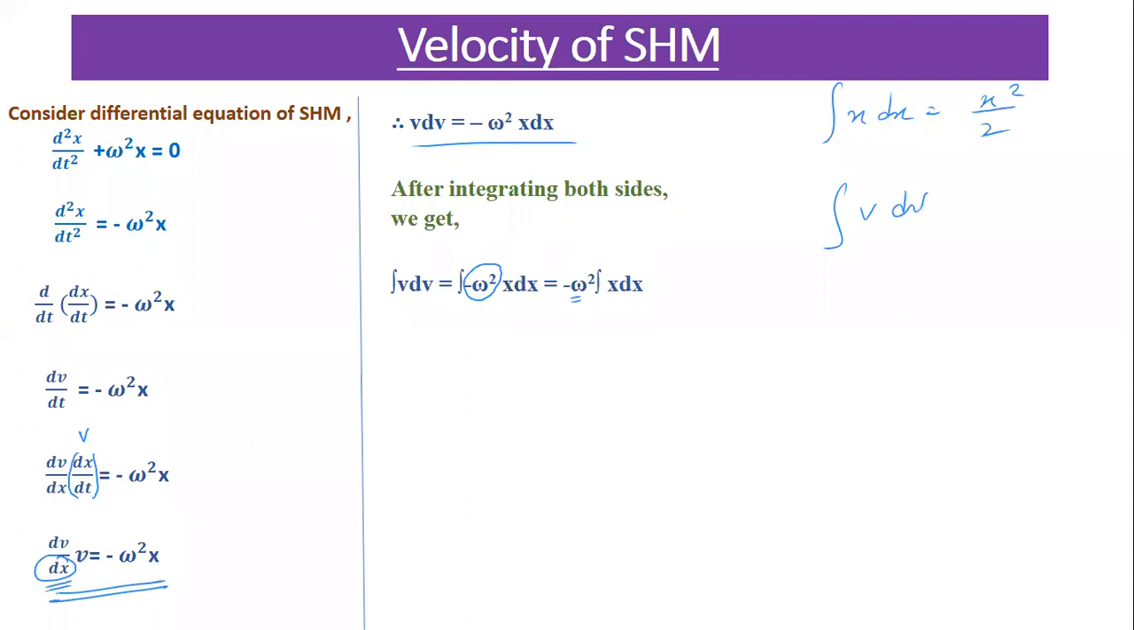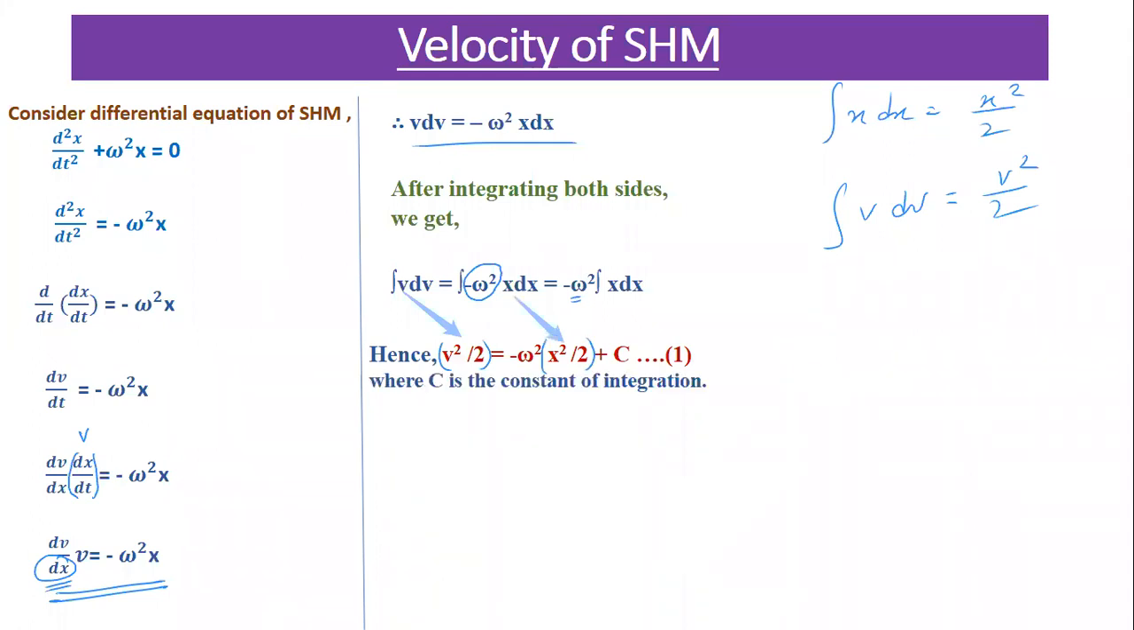Integration of v dv is equal to v square by 2, plus a constant of integration. So here the integration of v dv we have written as v square by 2, then the integration of x dx we have written as x square by 2, and the plus c is a constant of integration. Now we have to find this constant of integration.